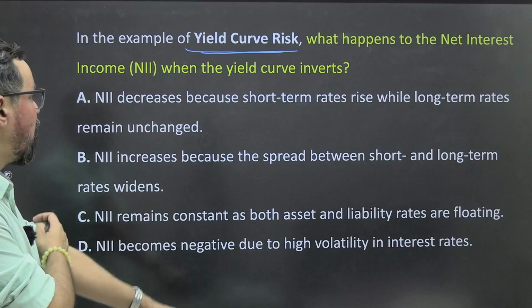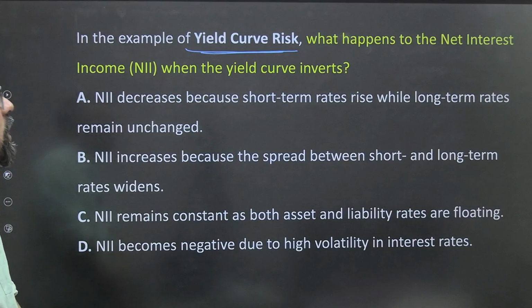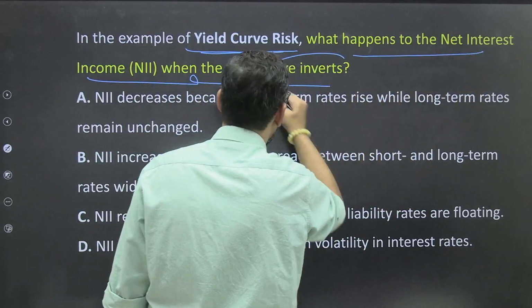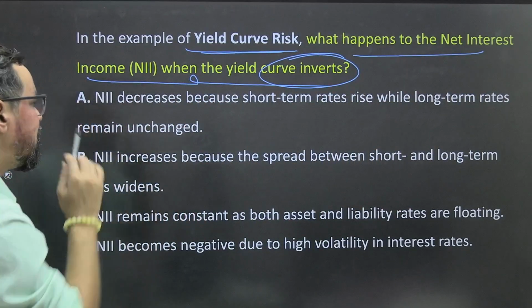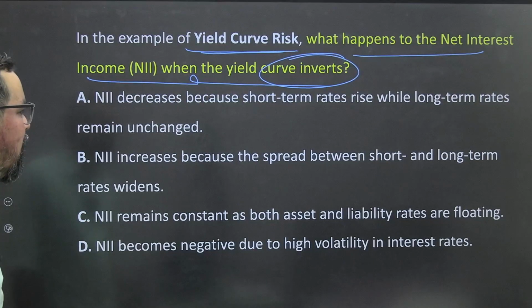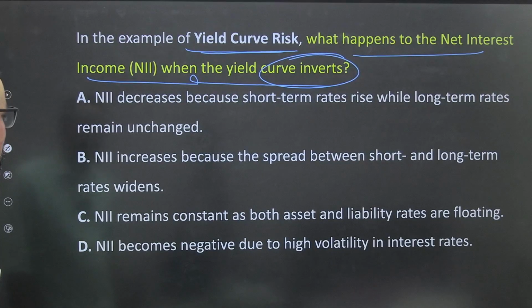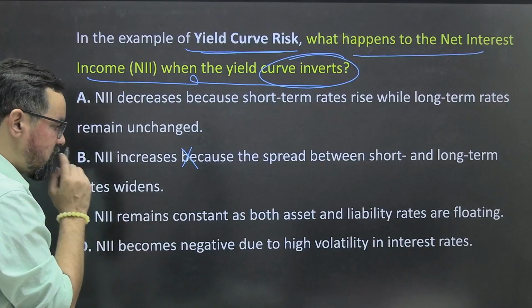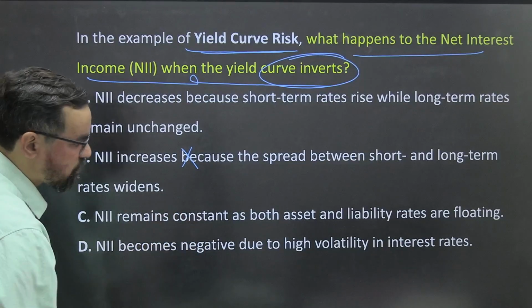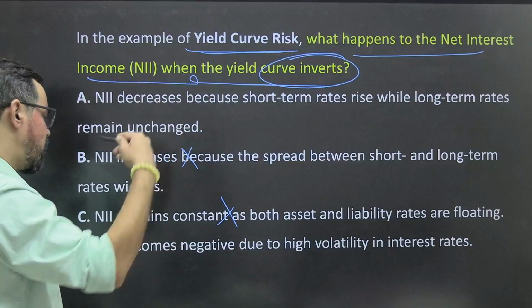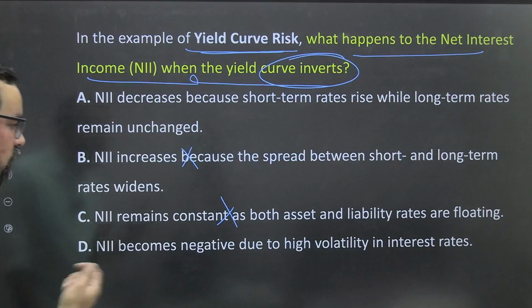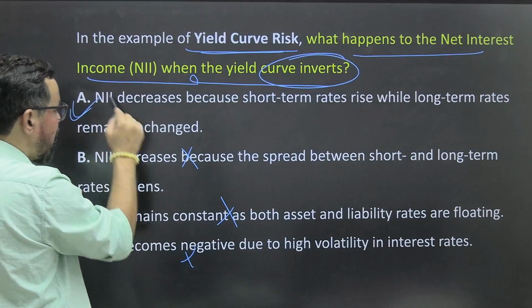So in the example of yield curve risk, what happens to the net interest income when the yield curve inverts? The options: NII decreases because short term rates rise while long term rates remain unchanged. Yes, it can be. NII increases because the spread between short term and long term rates is widened. NII remains constant as asset and liability rates are floating. No, if it inverts, it will make a 100% impact on NII. NII becomes negative due to highly volatile interest rates. No, so option A should be the right answer.